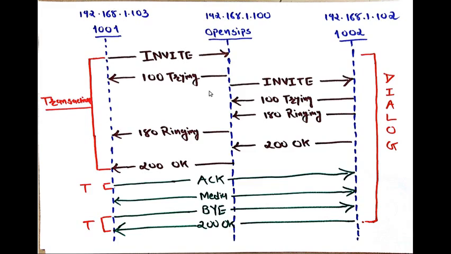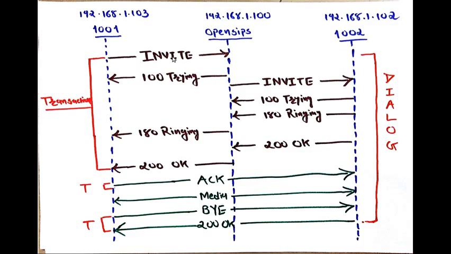Why is it giving 100 trying immediately? You have to give the answer in the comment section, and yes, I will explain it in the next video. Okay, why is it giving 100 trying immediately after the invite request? You have to give the answer to this question.